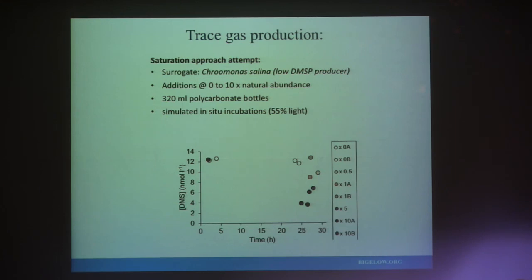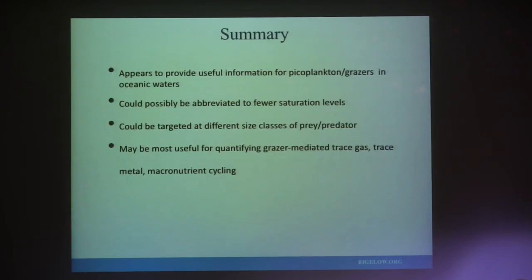We've only done a few of these experiments, but it might be a useful tool for trying to understand grazing-mediated nutrient regeneration or trace gas recycling, that kind of thing. So it does appear to provide some useful information. You could possibly abbreviate it in the same way that people are abbreviating the dilution approach, just by doing a couple of levels of dilution. You could do a couple of levels of saturation so you can really increase your throughput. Targeted at different size classes, maybe. Yeah, that's just about it. That's it. Thank you.